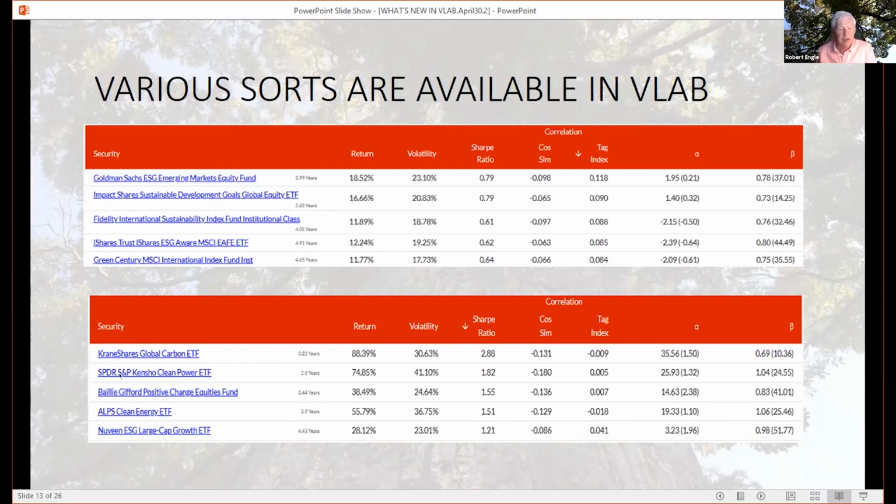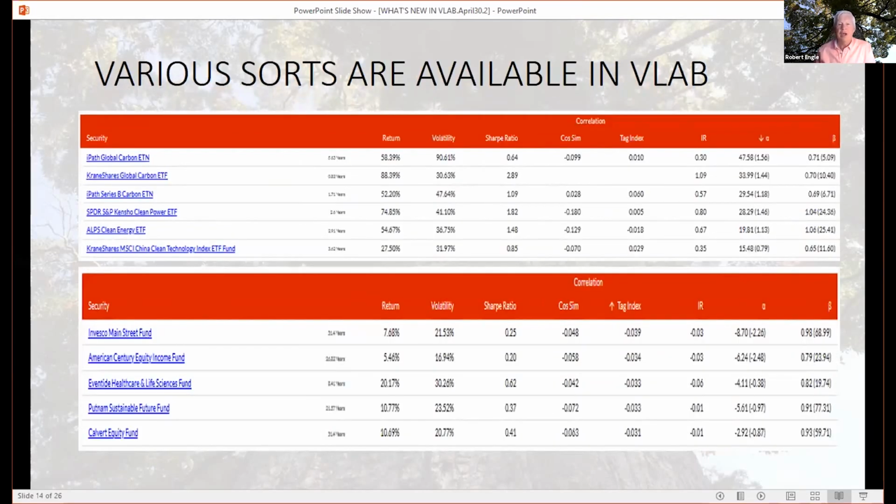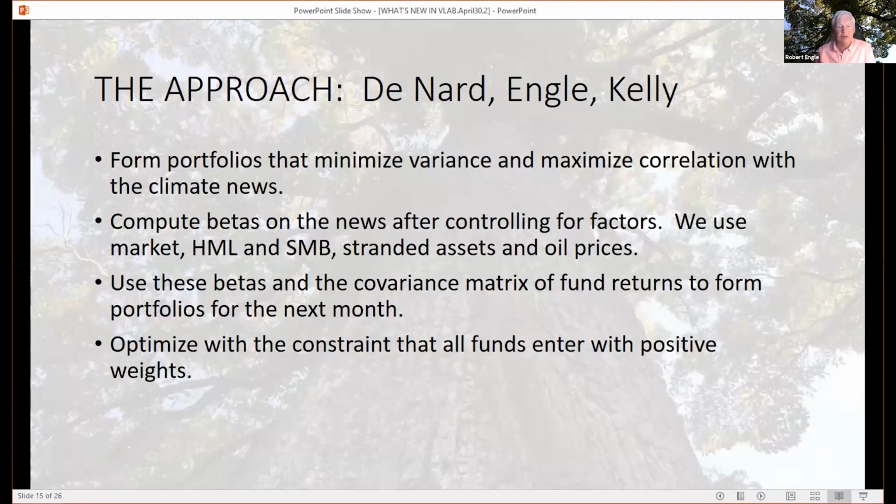It's interesting. Clean power is what all these top funds are, clean power of some form or another. We have actually now implemented a new column in here, which is the information ratio, and you can sort on that too. That would be an alternative way of doing this. But what we want to do is something more systematic than that. We want to actually have an algorithm that constructs optimal kinds of portfolios. And in work with Gianluca Nard and Brian Kelly, what we're looking at is how do you minimize the variance of a composite portfolio and maximize its correlation with the climate news.